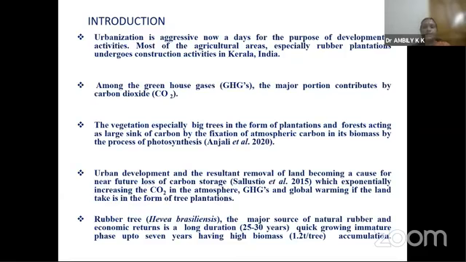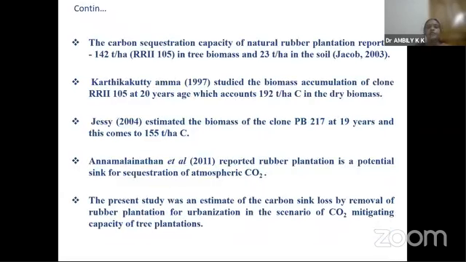If it is taken in the form of tree plantation, the rubber tree, the major source of natural rubber, has economic returns and is a long duration crop, with about 25 to 30 years residency period for the tree. It has a quick growing immature phase, up to 7 years, and a high biomass accumulation of 1.2 ton per hectare during a lifespan of 25 to 30 years. The carbon sequestration capacity of natural rubber plantation reported is 142 ton per hectare, for the popular clone RRII 105.